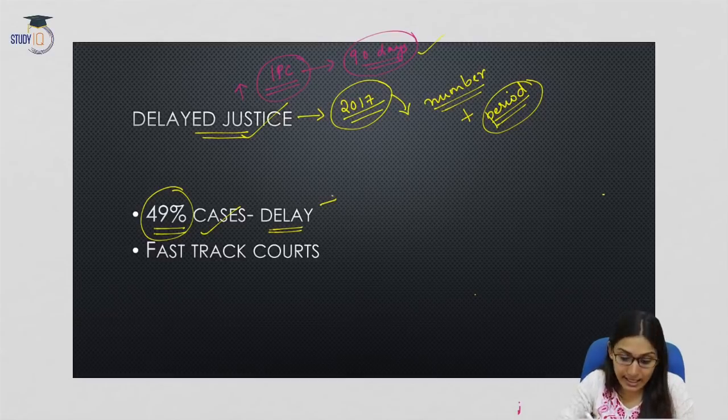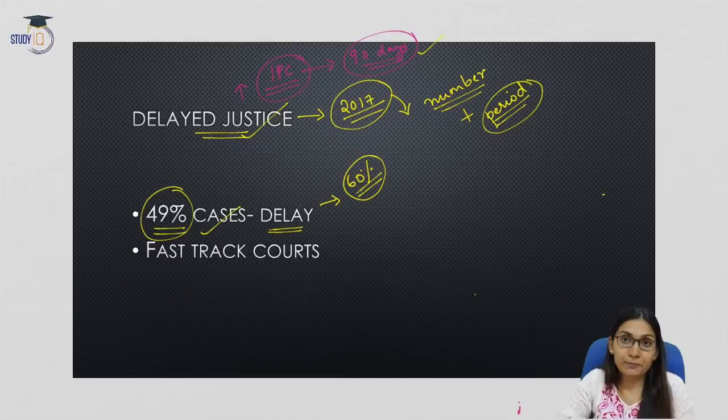And in certain cases like rioting, that is riots or mob lynching, etc., which includes even communal riots, the police have delayed the charge sheeting or filing of charge sheeting in around 60% of the cases. So this is regarding rioting, communal riots, etc.